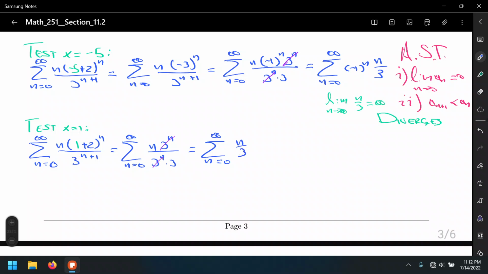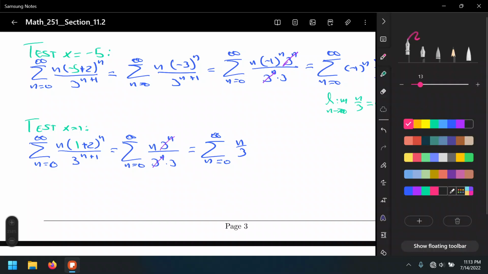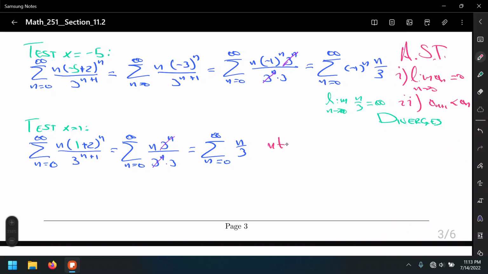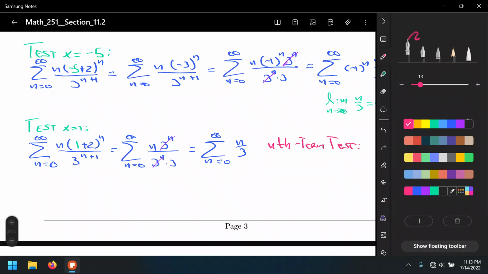And for this one, we will have to look at a different test. So in this case, it's not the alternating series test. How about just the n-term test for divergence? Yep. All right, we can perform the n-term test.